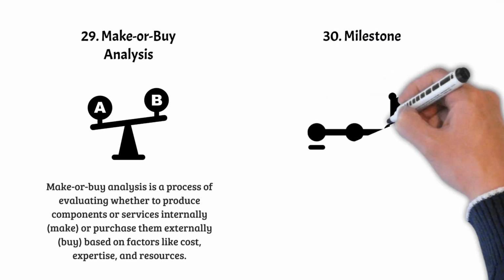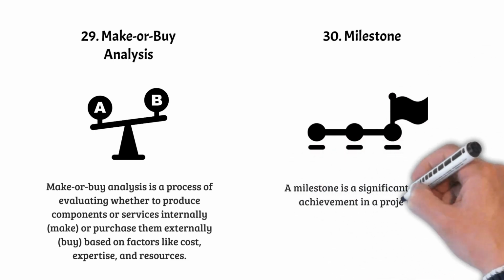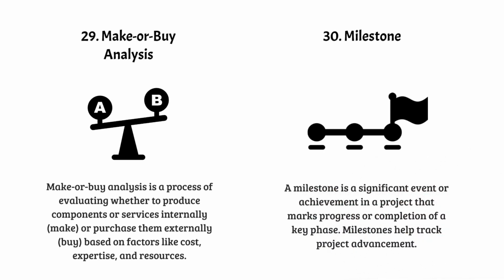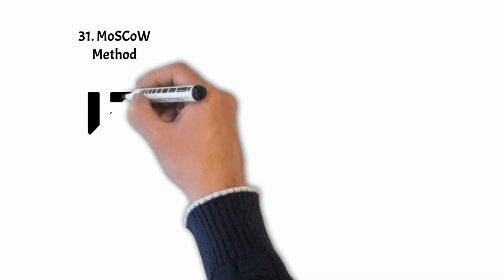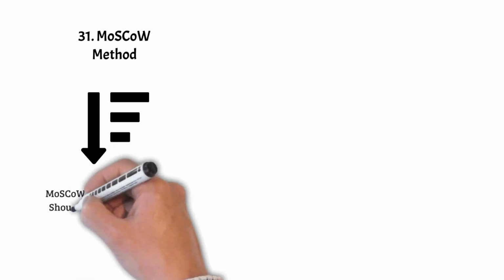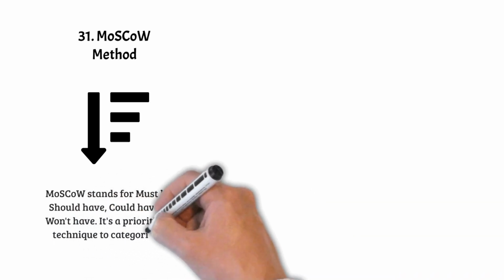30. Milestone. A milestone is a significant event or achievement in a project that marks progress or completion of a key phase. Milestones help track project advancement. 31. MoSCoW Method. MoSCoW stands for must have, should have, could have, and won't have. It's a prioritization technique to categorize and manage project requirements.